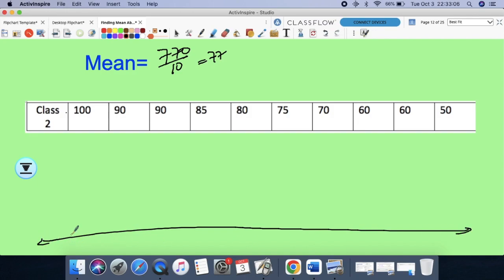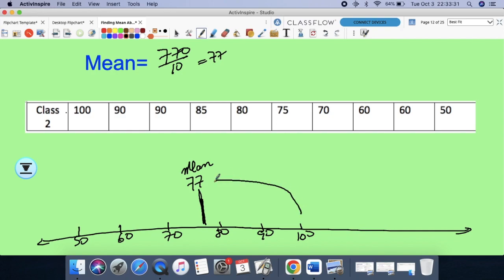So here is 50, 60, 70, 80, 90, 100. And we have 77, which I'll put over here. 77, the mean. Now, we're going to, again, find the distance. Look at 100. If you are at 100 and you walk to 77, that's how many? That's 23 steps.